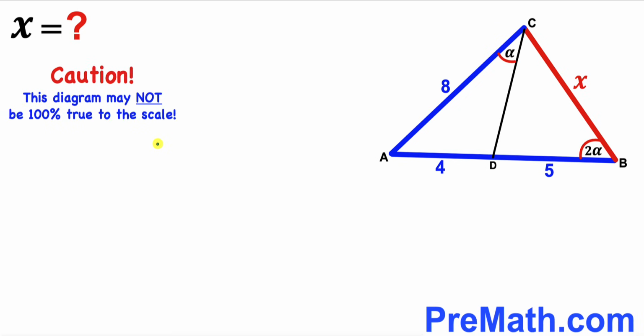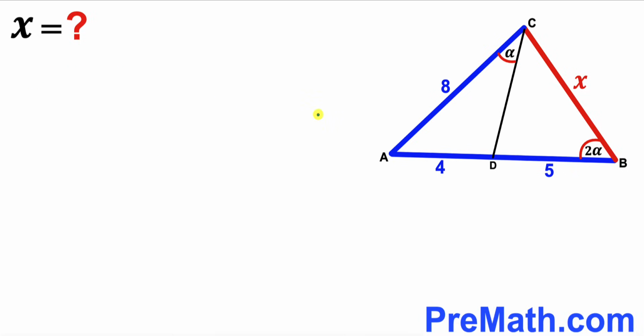And please keep in mind that this figure may not be 100% true to the scale. Let's go ahead and get started. And here's our very first step. Let's make an observation. We can see that this is our angle alpha, whereas this angle is twice of that angle, which is 2 alpha. So therefore, we are going to draw some auxiliary lines to make our job simpler.